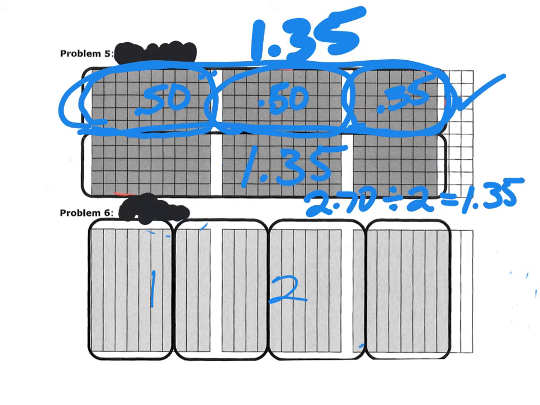So I see 1, 2, 3, 4, 5, 6, 7, 8. So I feel like this whole thing is 2 and 8 tenths. So I'm going to write that out to the side. I think 2 and 8 tenths is the whole picture there.